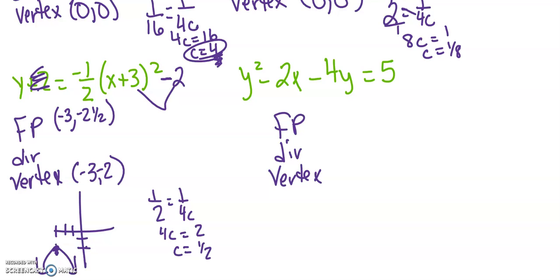Then our directrix is 1/2 above that vertex. So it's crossing the y-axis, and it's 1/2 away from -2, so y equals -1 and a 1/2. Okay, so that one's a little different. You might want to look at that again.